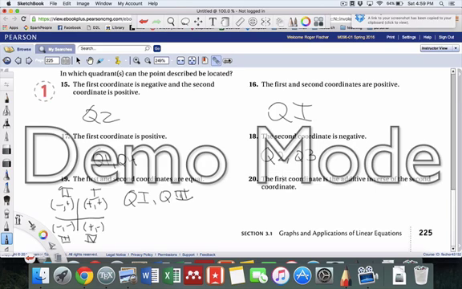Now, this is an interesting statement. The first coordinate is the additive inverse of the second coordinate. So that means that the first coordinate is, well, let's talk about what additive inverses are.